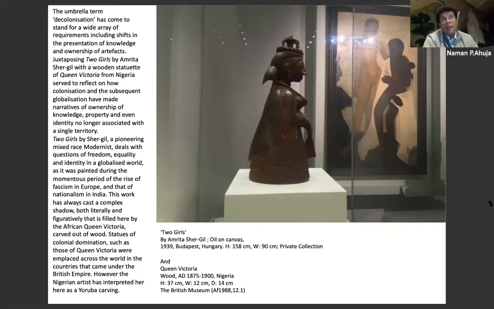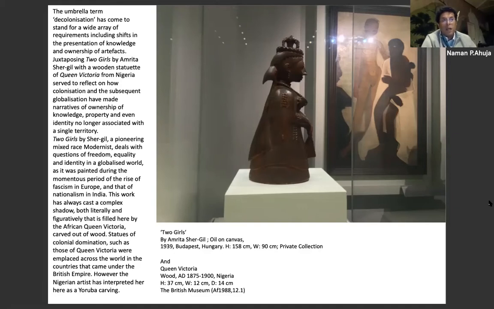As I've written on my slide, the umbrella term decolonization has come to stand for a wide array of requirements, including shifts in the presentation of knowledge and the ownership of artifacts. Juxtaposing Two Girls by Amrita Shergill with a wooden statuette of Queen Victoria from Nigeria served to reflect on how colonization and the subsequent globalization have made narratives of ownership of knowledge, property, and even identity no longer associated with a single territory. Two Girls by Shergill, a pioneering mixed race modernist, deals with the questions of freedom, equality, and identity in a globalized world, as it was painted during the momentous period of the rise of fascism in Europe and that of nationalism in India.